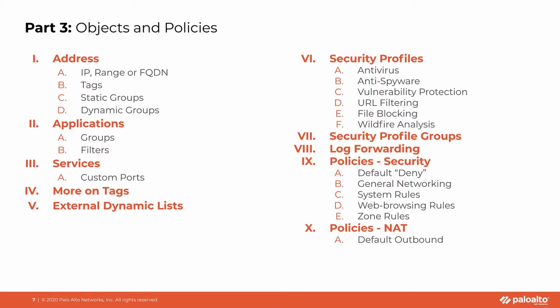During Part 3, we'll review the basic building blocks of policies. This includes address objects, applications and application groups, as well as the various security policies including antivirus, anti-spyware, vulnerability protection, URL filtering, file blocking, and WildFire analysis. We'll then combine all of these elements into some basic security policies. The next-gen firewall supports policy-based NAT, so we'll configure one NAT policy for default outbound traffic.